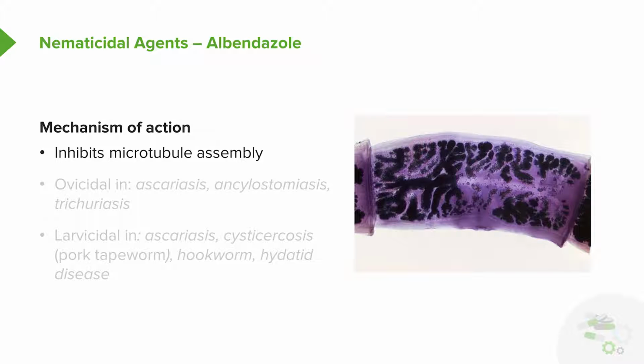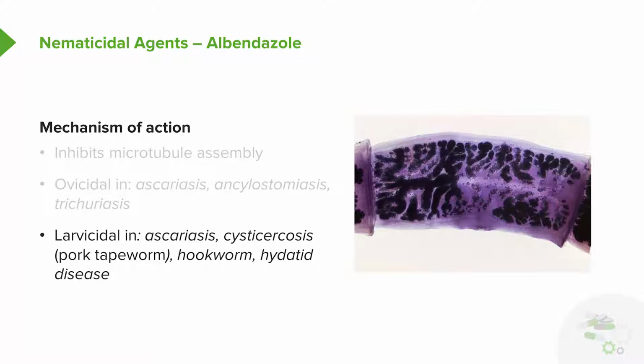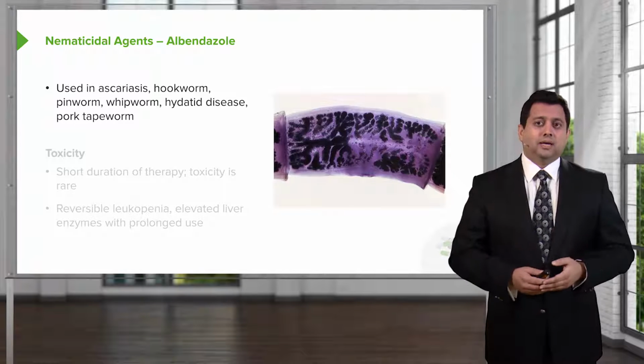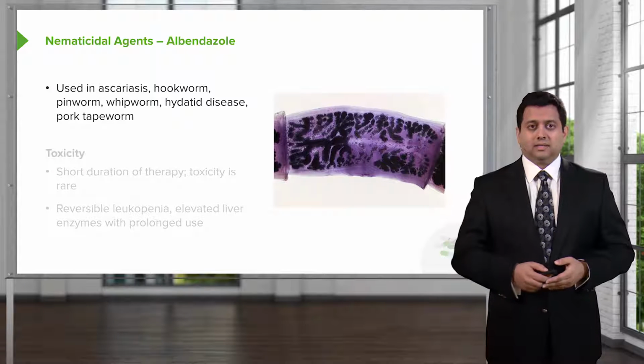It inhibits microtubule assembly, which is essential for the structural stability of the organism. It kills the ova or eggs in Ascaris and these other agents. It is also going to kill the larva in Ascaris and cysticercosis, which is also called the pork tapeworm. It is larvicidal in hookworm, and it's also larvicidal in hydatid disease. So we use this agent in a number of different types of infections that are listed there.